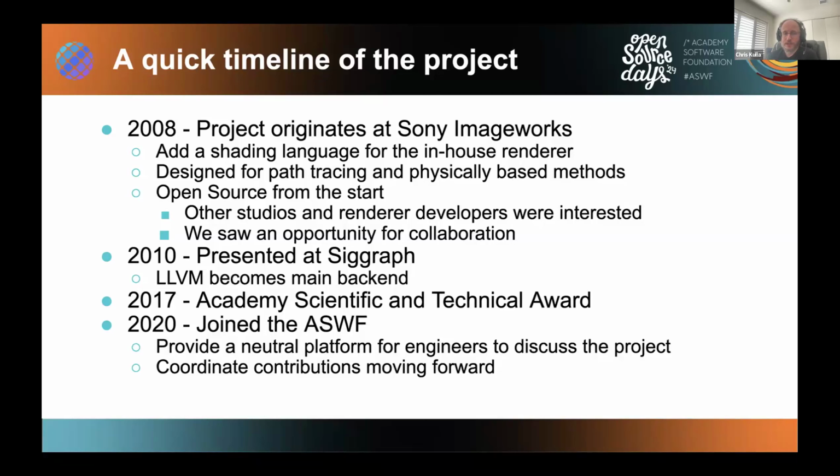In 2010, it was presented at SIGGRAPH. Around that time, the main backend for the engine was switched to LLVM. It started actually as an interpreter, but we quickly realized that LLVM was necessary to achieve really good performance. And it was in production use for a long time at Sony Imageworks. Since then, slowly other applications adopted it. And in 2017, it was recognized with an Academy Scientific and Technical Award. And a few years later, in 2020, it joined the Academy Software Foundation. And this has been really great. It's provided a neutral platform for engineers to discuss the project and coordinate their contributions moving forward.